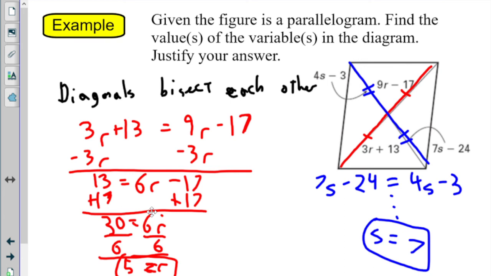And just a reminder, you can plug these in and make sure that you're getting what you're supposed to get. If I plug 7 in here, 4s minus 3, that's going to be 28 minus 3 is 25. Over here, I get 7 times 7 is 49 minus 24 is also 25. So we get them being the same, which is what we said should happen.